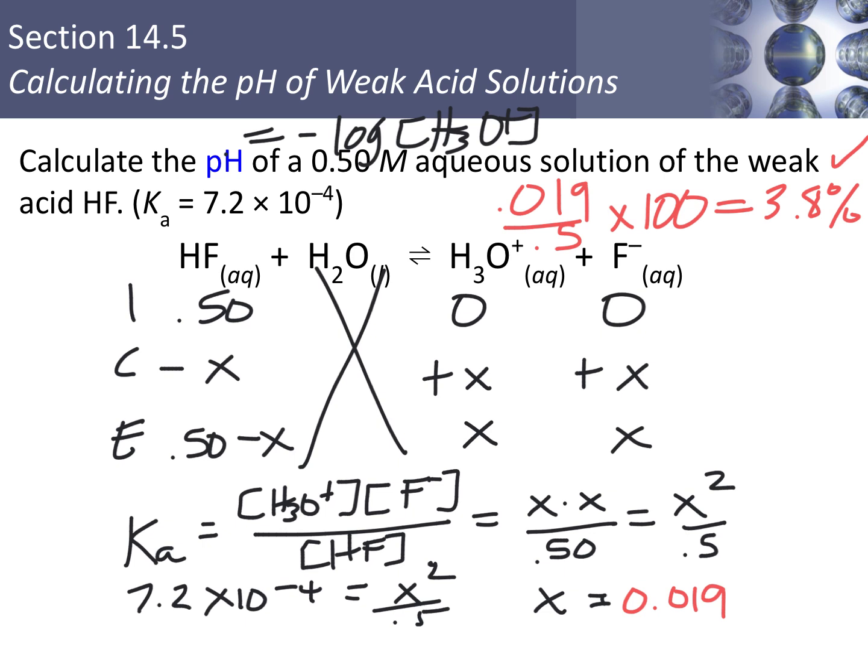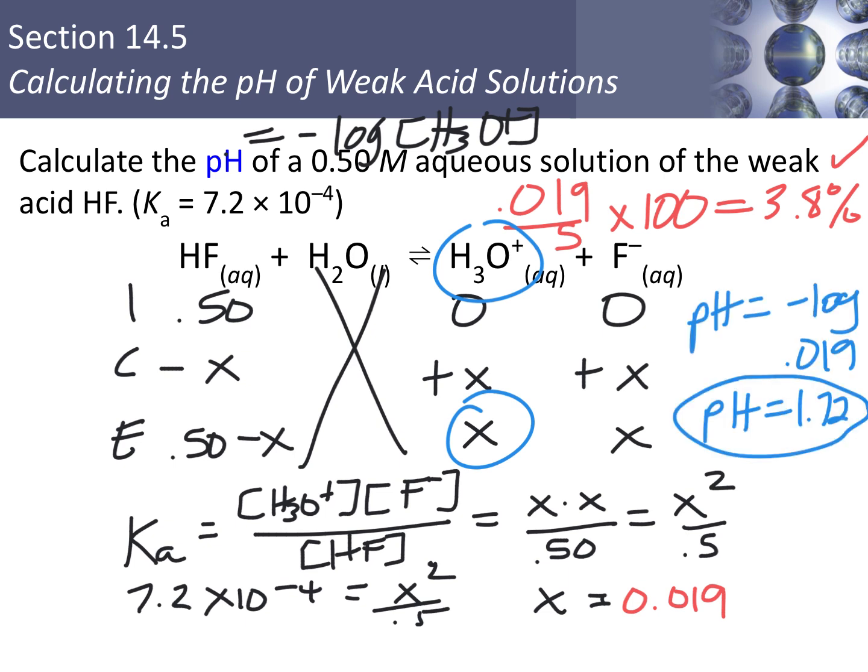So once we have X, we have the hydronium ion concentration. We're going to take the negative log of 0.019, and that will give us the pH of our hydrofluoric acid solution. That gives me a pH of 1.72. I did 2 decimal places on my pH since I had 2 sig figs in my hydronium ion concentration. This does make sense as a pH for an acid, 1.72, and that's how we do pH for weak acids.